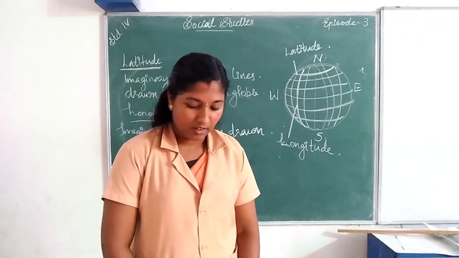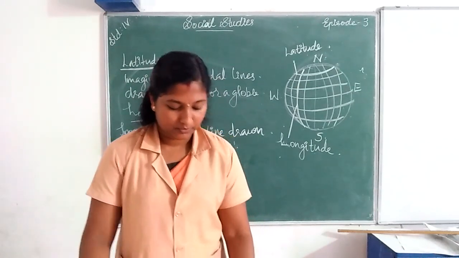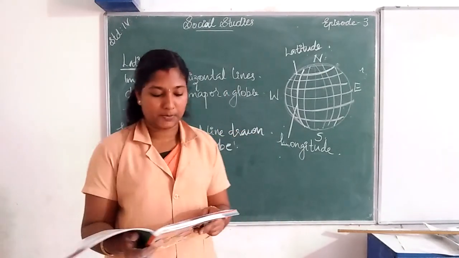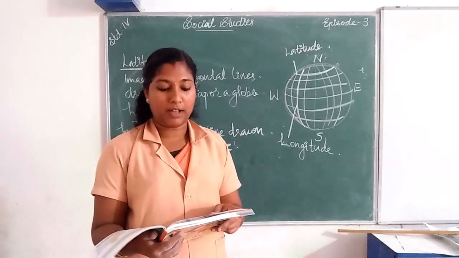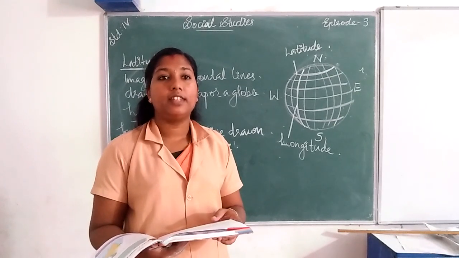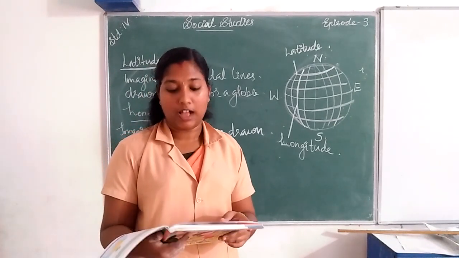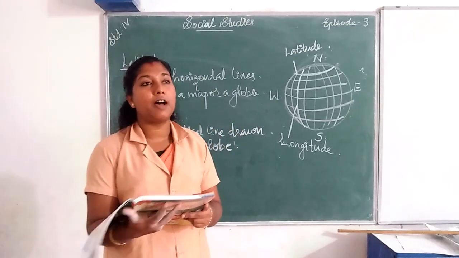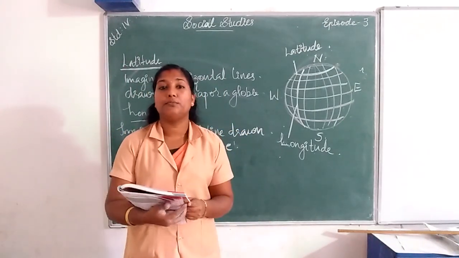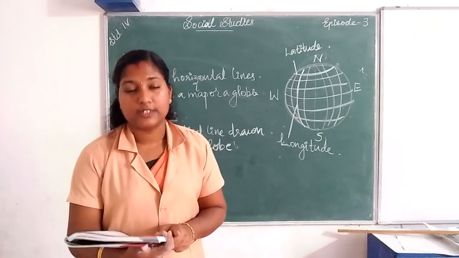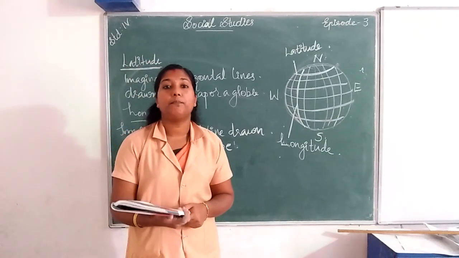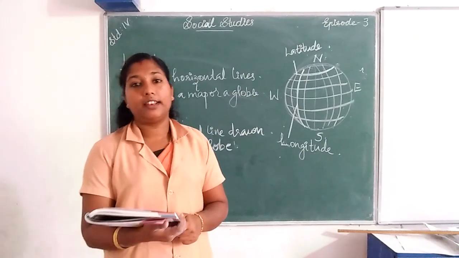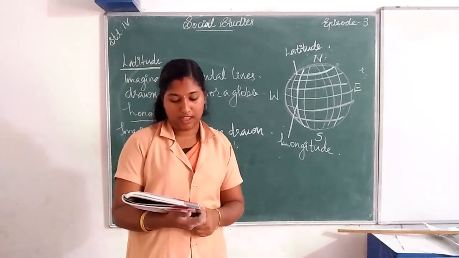Then next question: what are the different types of maps? Physical map, political map, thematic map, then city guide map and weather forecast map.